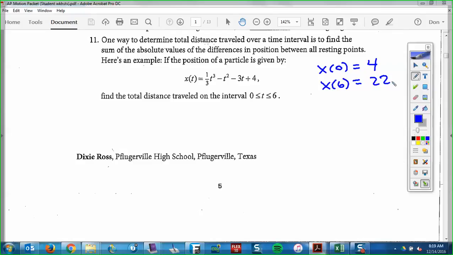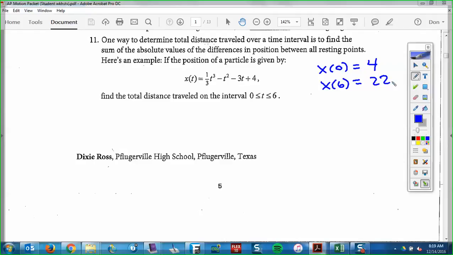Okay? So if the question was net distance traveled, then that is just the beginning and the ending, and subtract them in absolute value, right? I mean, if I started at 22 and ended at 4, this would be 4 minus 22, which, right? It's absolute value. So the net distance traveled is displacement, and that would be 18.